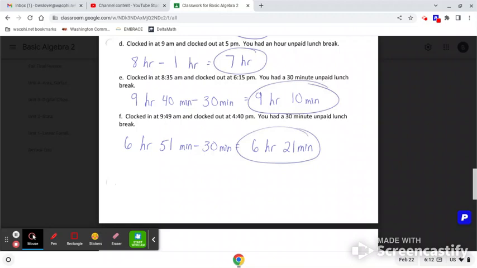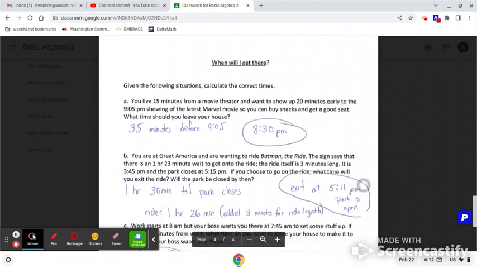Okay? We still have a 30-minute unpaid lunch break, though. So our elapsed time from 8:35 to 6:15 was 9 hours and 40 minutes. And then we're going to subtract our 30-minute lunch. So we were at work getting paid 9 hours and 10 minutes. Similar concept on letter F.